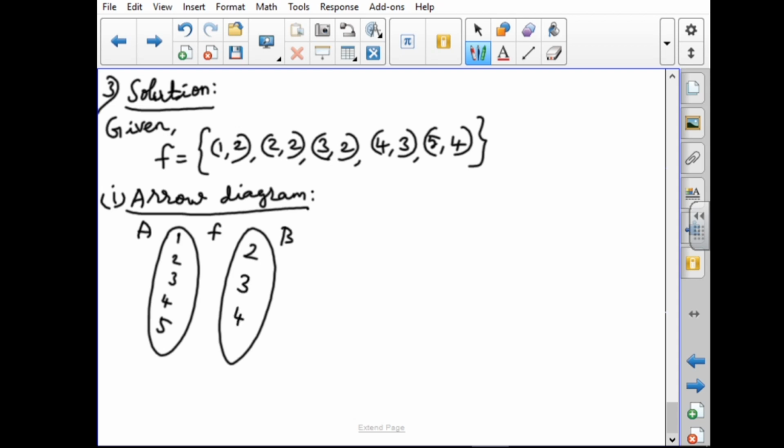Okay. What is the pair of numbers? 1 comma 2. So you have to draw the arrow mark from 1 to 2. 1 here 2. From 1 to 2. Next one 2 to 2. So 2 to 2. Next one 3 comma 2. Next one 4 comma 3. From 4 to 3 you have to draw like that. Next one 5 comma 4 means 5 to 4 you have to draw like that. This is arrow diagram. The second one table form.